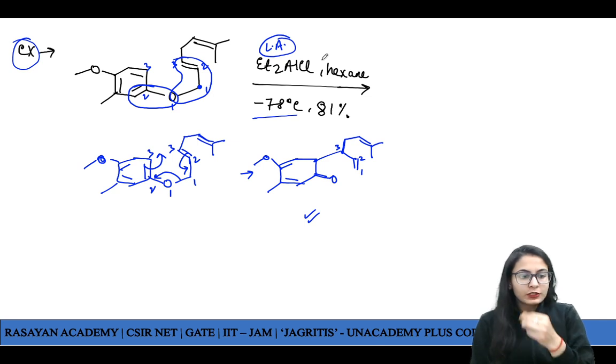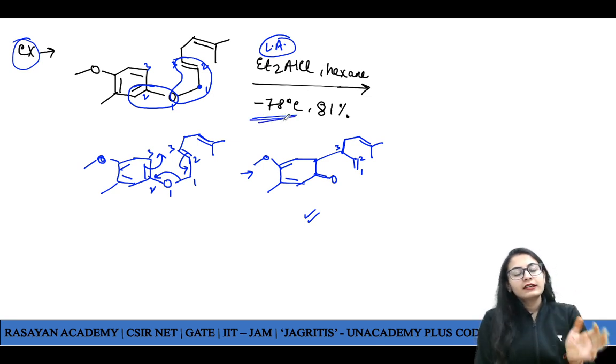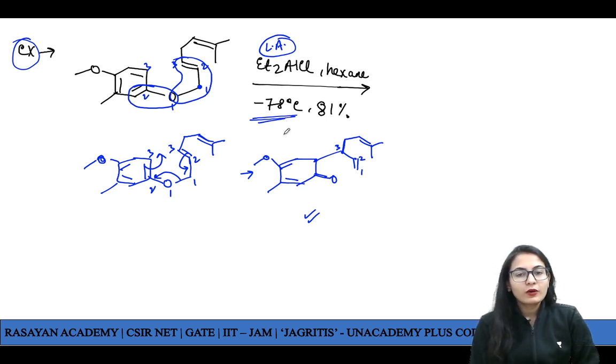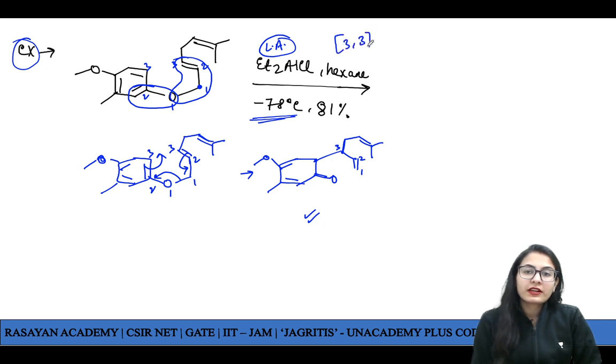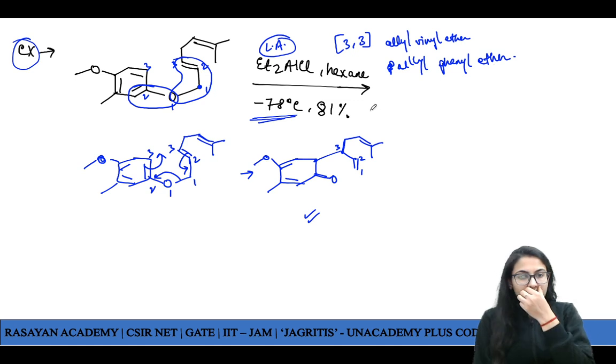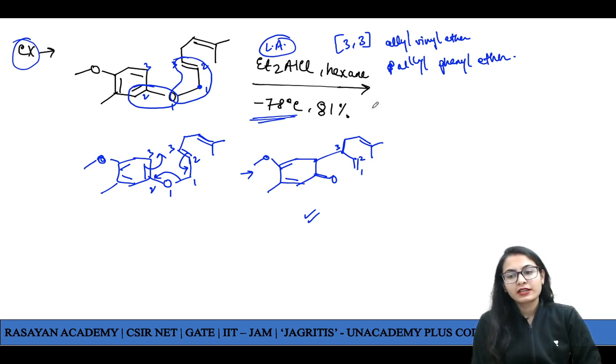Right, when there is no Lewis acid, then you have to provide heating, but when there is Lewis acid, the reaction could also be carried out at very low temperatures as well. Okay, so this is your 3,3 sigmatropic rearrangement, but when it is happening in the allyl vinyl ether system or your allyl phenyl ether system, alright, then the 3,3 sigmatropic is called the Claisen rearrangement.